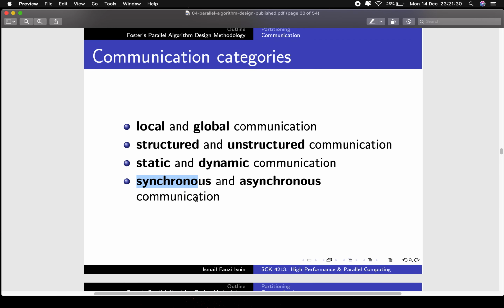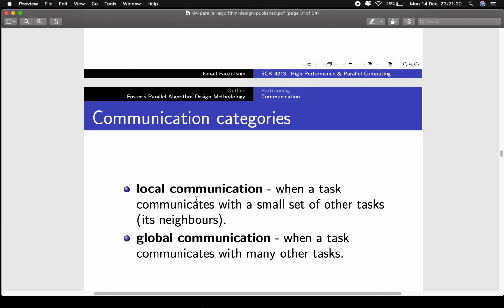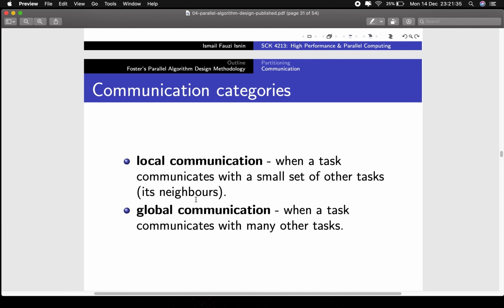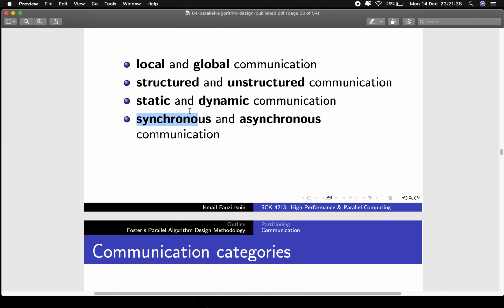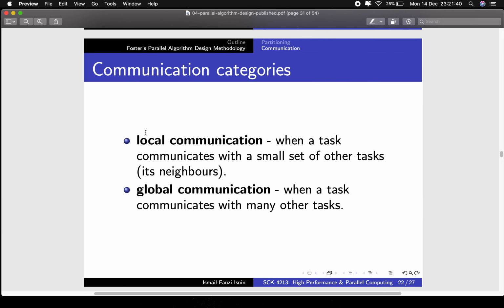For local and global, you need to know that local communication is when a task communicates with a small set of other tasks, which are its neighbors only. But when we look into global communication, as we already know the meaning of global, it is when a task communicates with many other tasks, not only its neighbors.